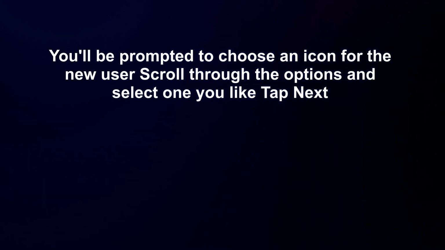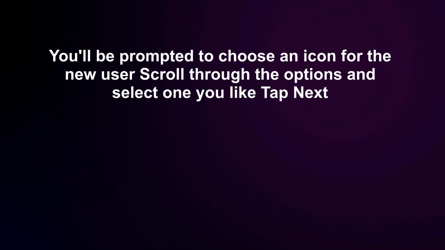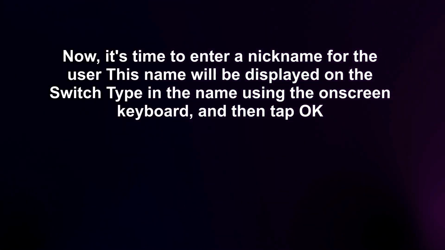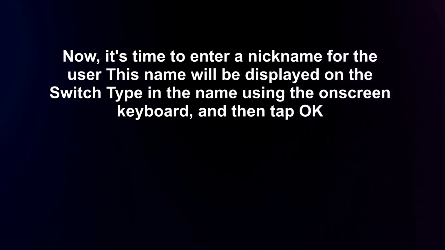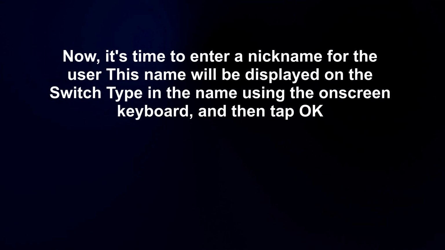You'll be prompted to choose an icon for the new user. Scroll through the options and select one you like. Tap next. Now, it's time to enter a nickname for the user. This name will be displayed on the Switch. Type in the name using the on-screen keyboard, and then tap OK.